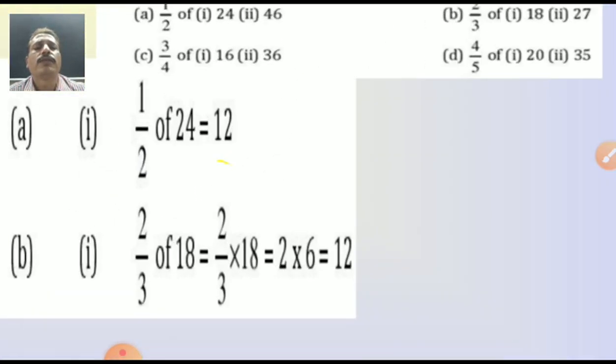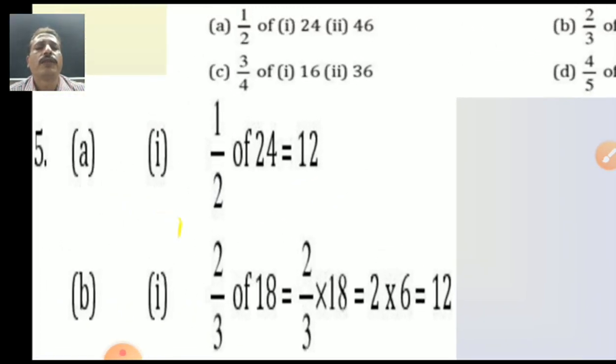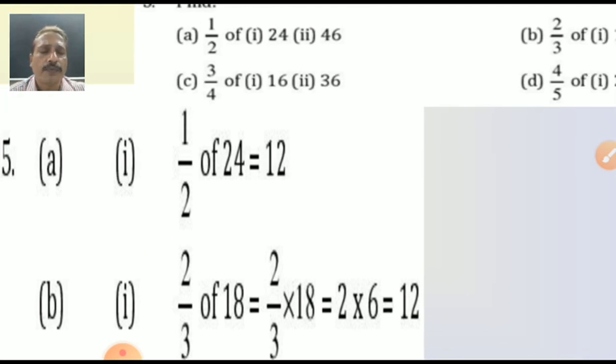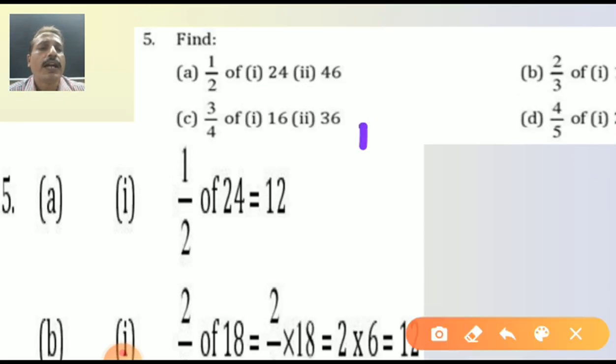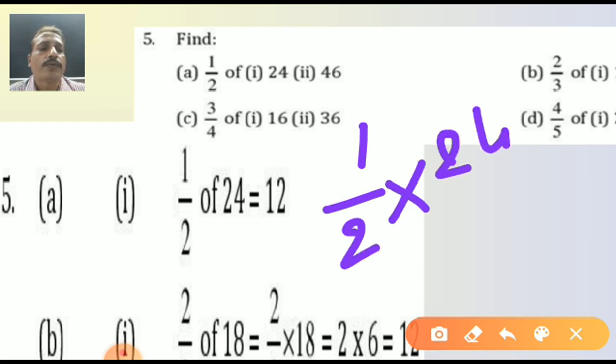First question number 5, A, first 1 by 2 of 24. Very simple. How do we get 12? I just said in the previous question, we can write 1 by 2 of means multiply sign and 24. 1 by 2 of 24, that means 2 1s are 2, 2 12s are 24. So answer is 12.